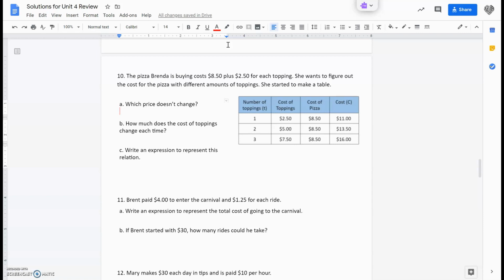be $11. Two toppings, so she would pay $5 for the two toppings, $2.50 each, plus $8.50 for the pizza, or $13.50. Three toppings would be $7.50 for the toppings. $8.50 is the cost of the pizza, which is a total of $16. So which price doesn't change? The $8.50 for the pizza does not change.